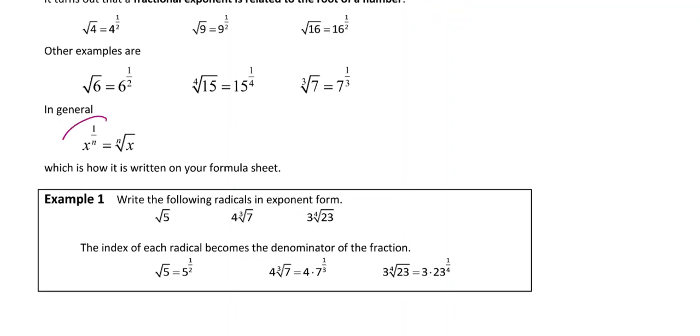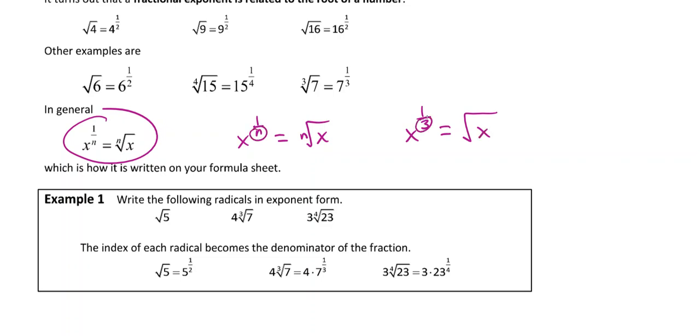Here's our general rule. If we have x to the power of 1 over n, that's the same thing as the nth root of x. I know that sounds confusing, but it's not that bad. If I put numbers in there, if I have x to the power of 1 over 3, what would that n be? 3, so that'd be a cube root. If it would have been 1 over 4, it would have been the 4th root. If it would have been 1 over 5, it would have been the 5th root.